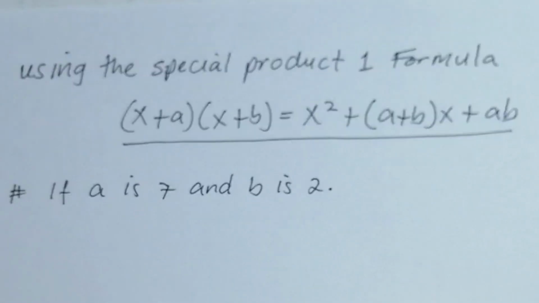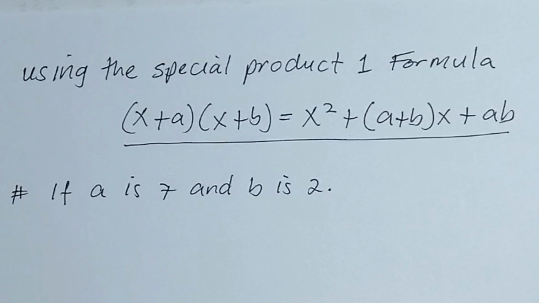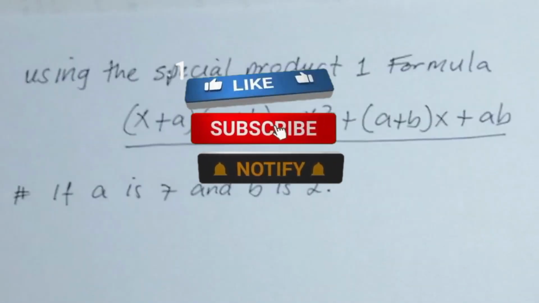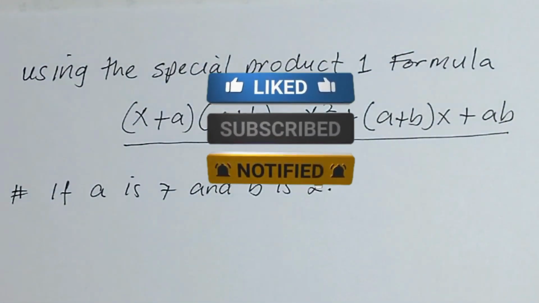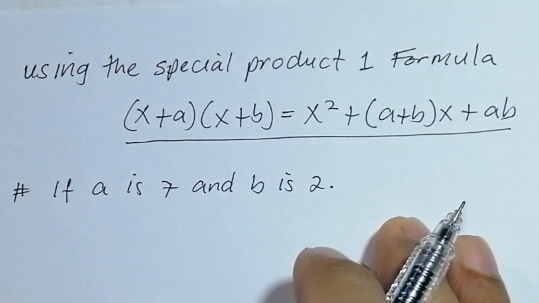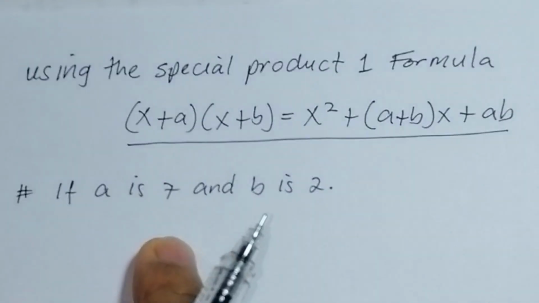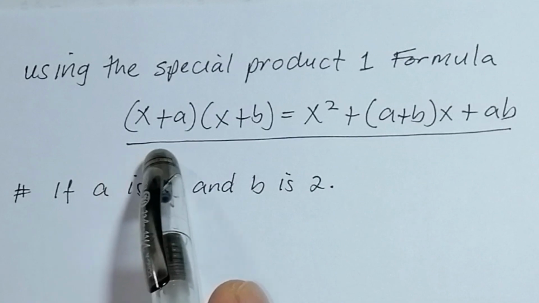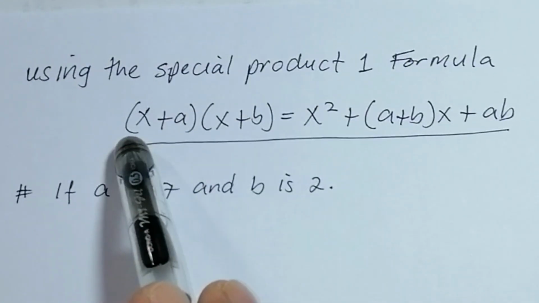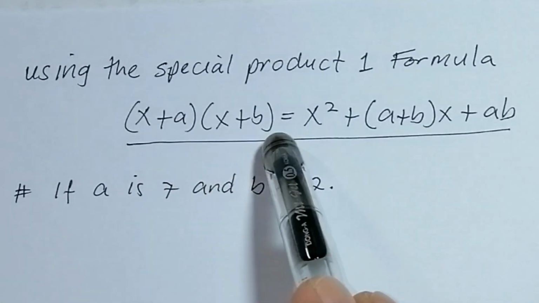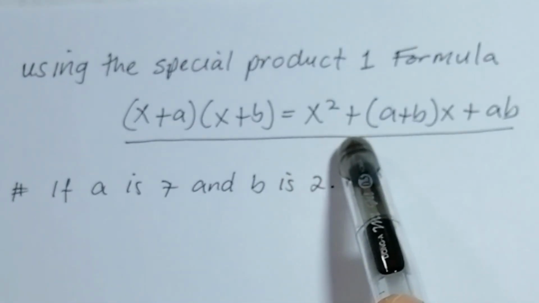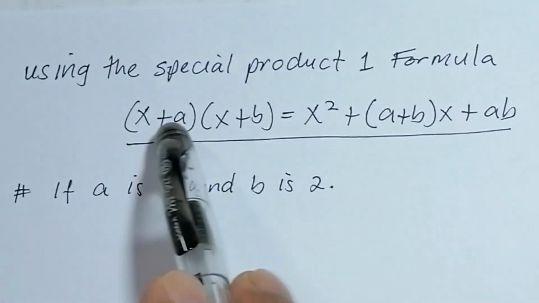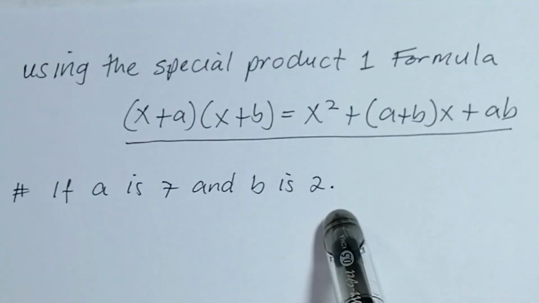Now we are going to discuss again the different uses of special products of polynomials. X and Y represent variables, and A, B, and C represent constants. In this case, we have a problem here. If A is 7 and B is 2, by using special product formula 1, where x plus a times x plus b is equal to x squared plus bracket a plus b bracket times x plus ab, we are going to use this formula for this problem that we have here.